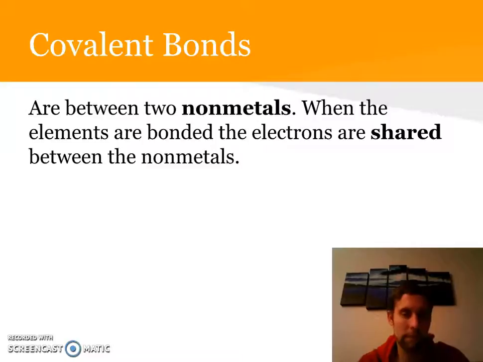That was my cat. Okay, covalent bonds. They're between 2 nonmetals. So when the elements are bonded, they have to share the electrons because both of them want more electrons. Neither one's going to want to give up an electron to do this process.